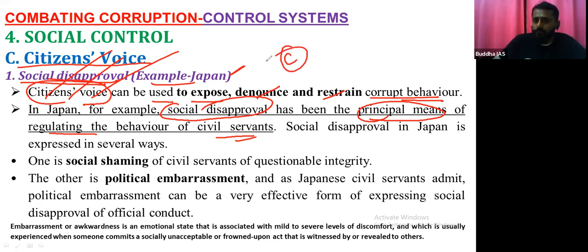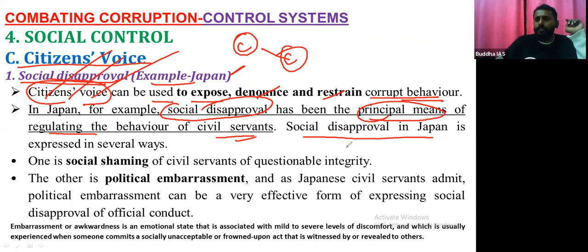What is the reason? If you are found guilty of corruption, there is a shaming from the society. Society is not approving those kind of behaviors. Say, for example, in India, it's not the case. If somebody is found guilty of corruption, we are not shaming him. Society just is approving those things, not disapproving the things.